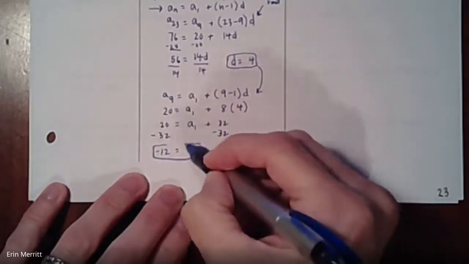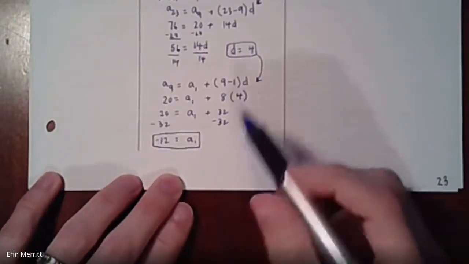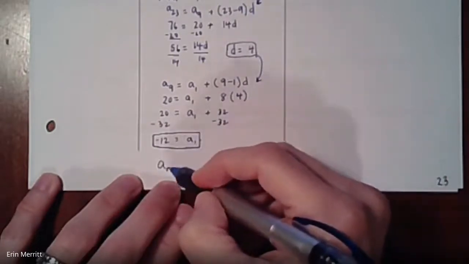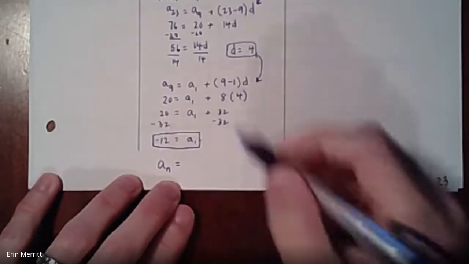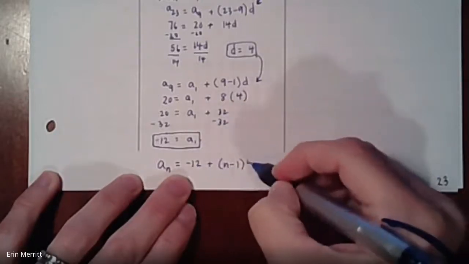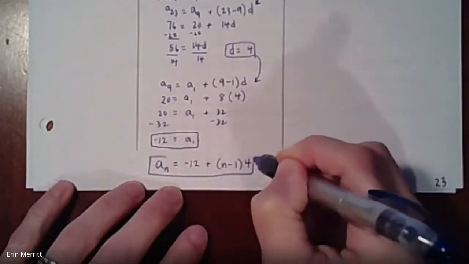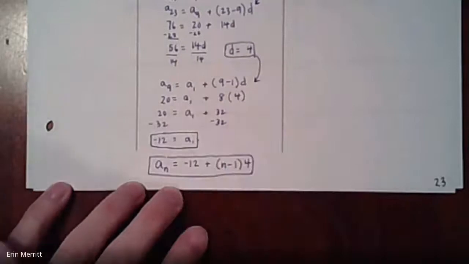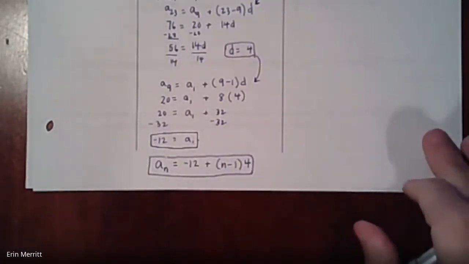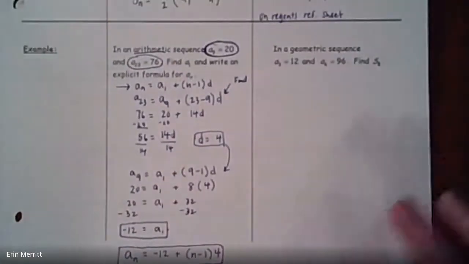So now we've solved for that first term. Can we write the explicit formula? Yep, because now we have what we need. We've got the first term. We've got the common difference. That's exactly what we need to write the general formula. So it's going to be negative 12 plus n minus 1 times the common difference of 4. I can clean it up, but I'm kind of out of space, so I'm going to leave it where it is. That's it.